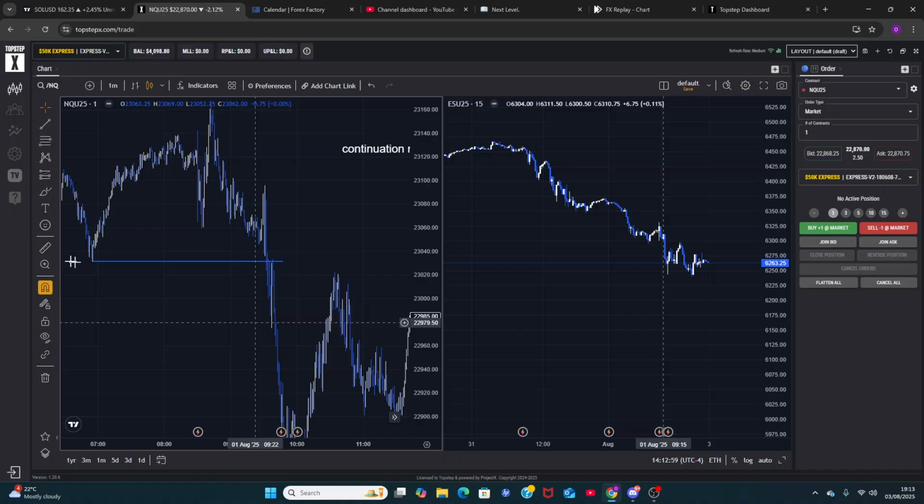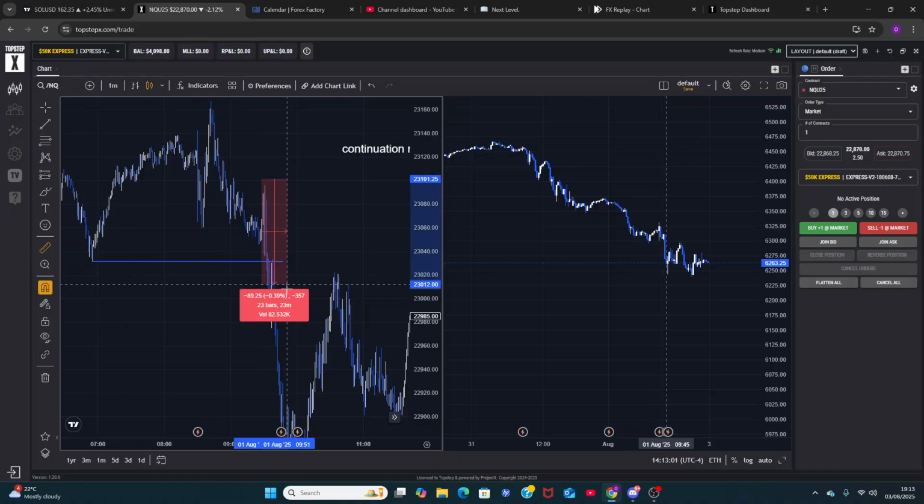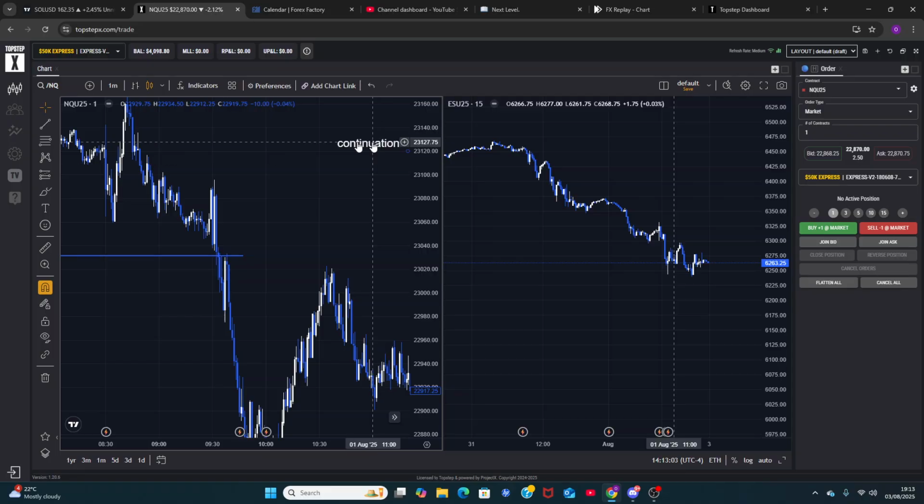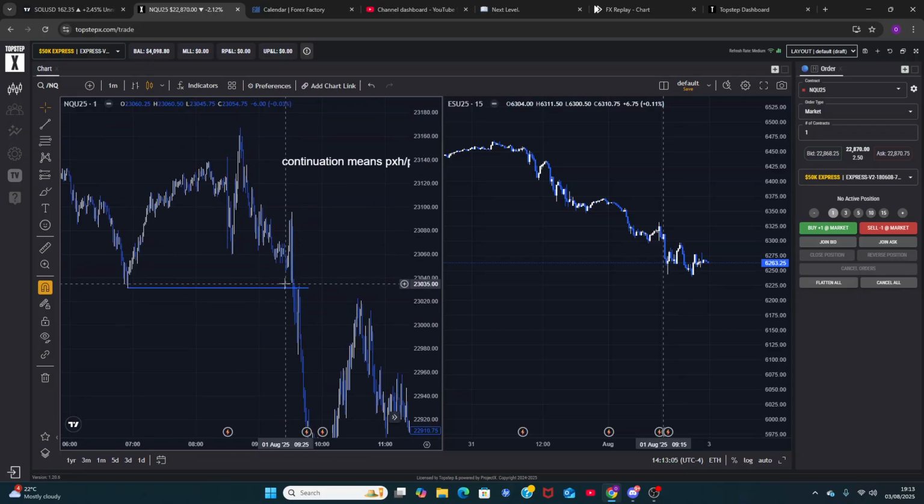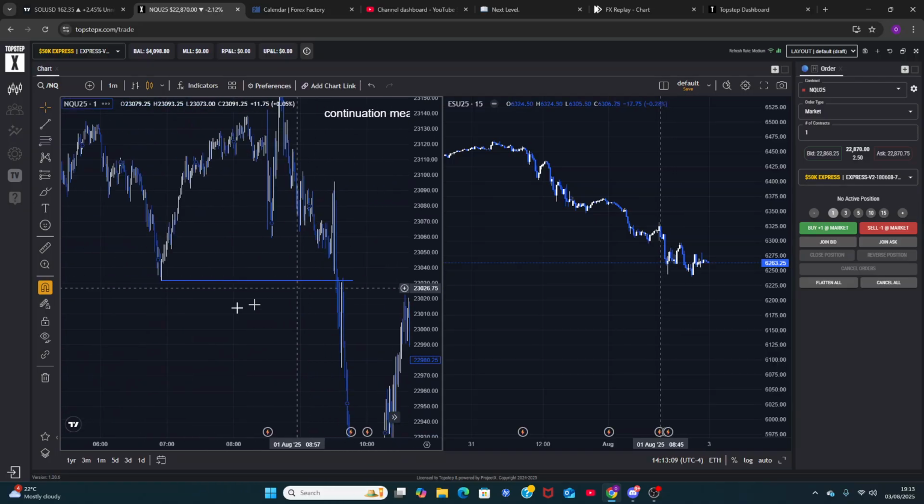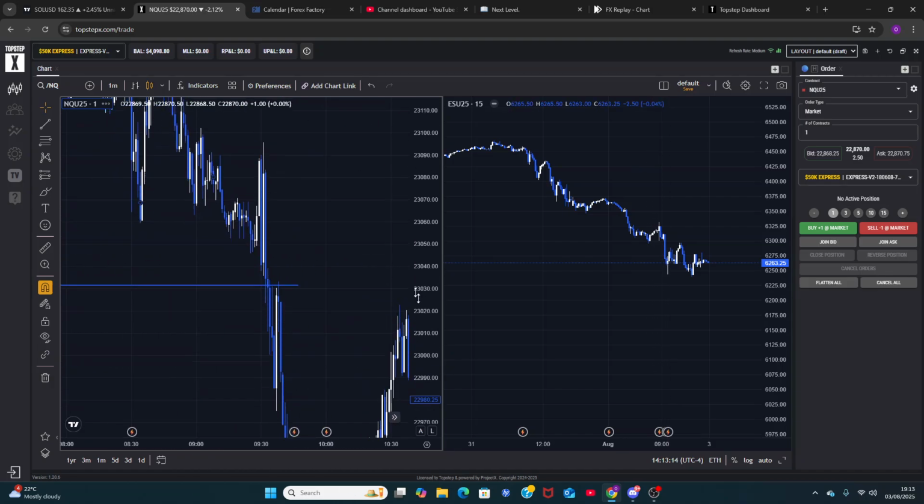Very, very volatile, by the way. This is like 50 points and 100 points. We know continuation means PXH plus PXL. In this scenario, it's PXL. Let's not be dumb. PXL means we displace through an internal or external low and we move back into the range and tap it and go lower.